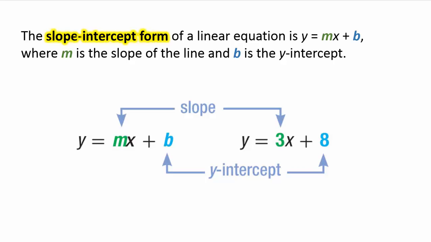We're going to take a look at the slope-intercept form of a linear equation, which is y equals mx plus b. M is the slope of the line, and b is the y-intercept of the line, or where it crosses the y-axis. So in this equation, y equals 3x plus 8, 3 will be the slope, which is right in front of the variable x, plus 8. 8 is going to be the y-intercept.